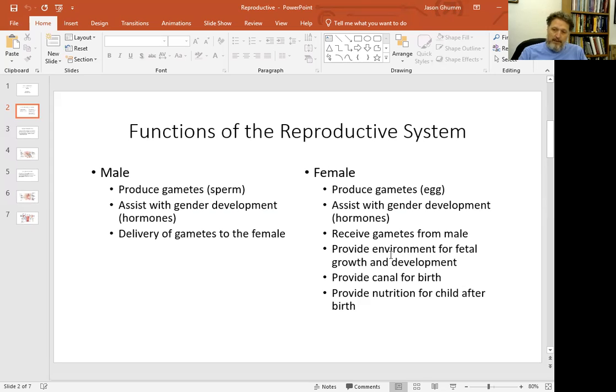It also gives you a separate canal for birthing, for childbirth, and the environment in there, the membranes around it, the surface of the chamber, will provide lots of nutrition for the fetus, and then with the breast for providing nutrition to the child after birth.